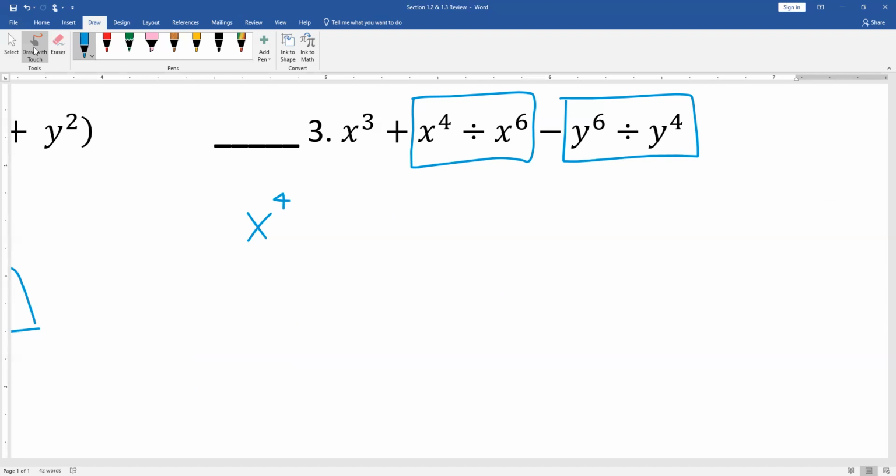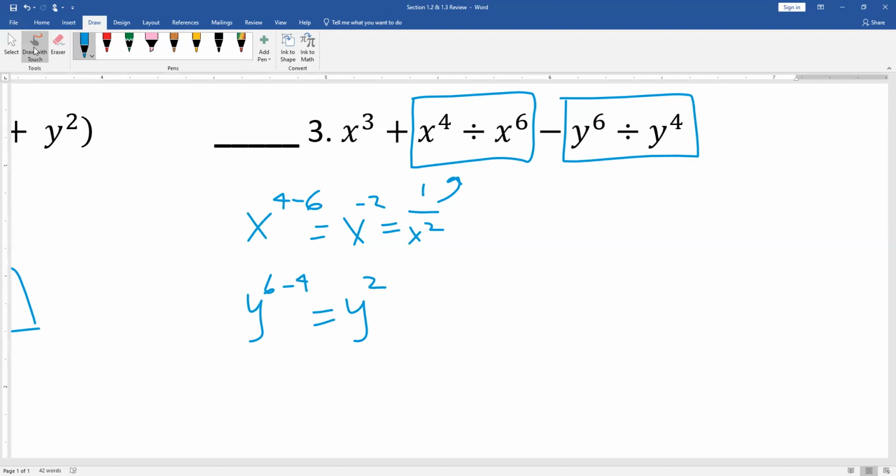So this is x to the power of 4 minus 6, which is x to the power of -2, which I know is not nice because that gives us a fraction. That's okay. That means this is actually going to be 1 over x squared. The other one is y to the power of 6 divided by y to the power of 4, so that's 6 minus 4, and that gives us y squared over on the far right.